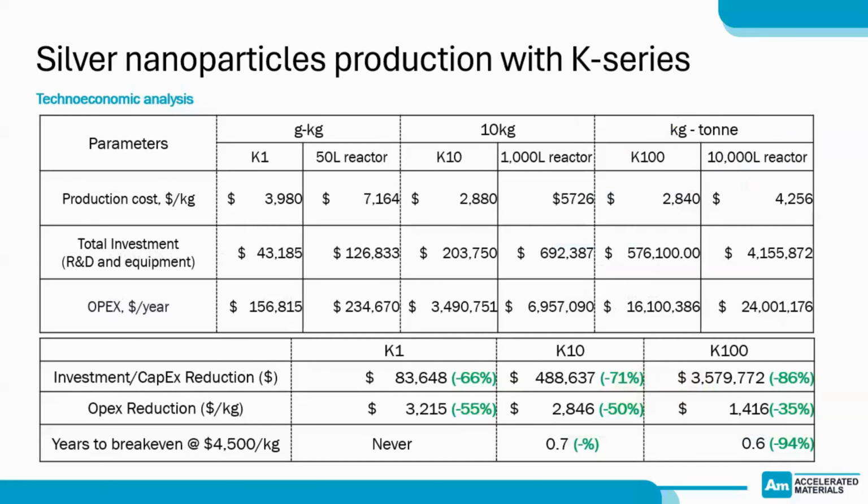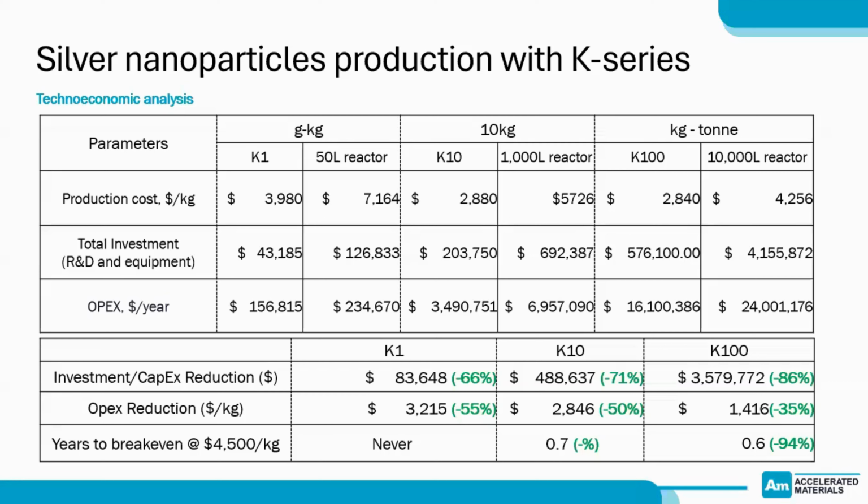All right, so here is a review of nanoparticle production with the annular flow series, where K1 means 1 kilogram a day, K10 is 10 kilograms a day, and the K100 system is 100 kilograms a day. The calculated production cost is about twice, or maybe 1.8, 1.7 times less compared to batch systems, for example 50-liter, 100, 1,000 and 10,000 liter reactors that are capable of producing similar quantities. And of course, the OPEX, operating expenses, are also low.